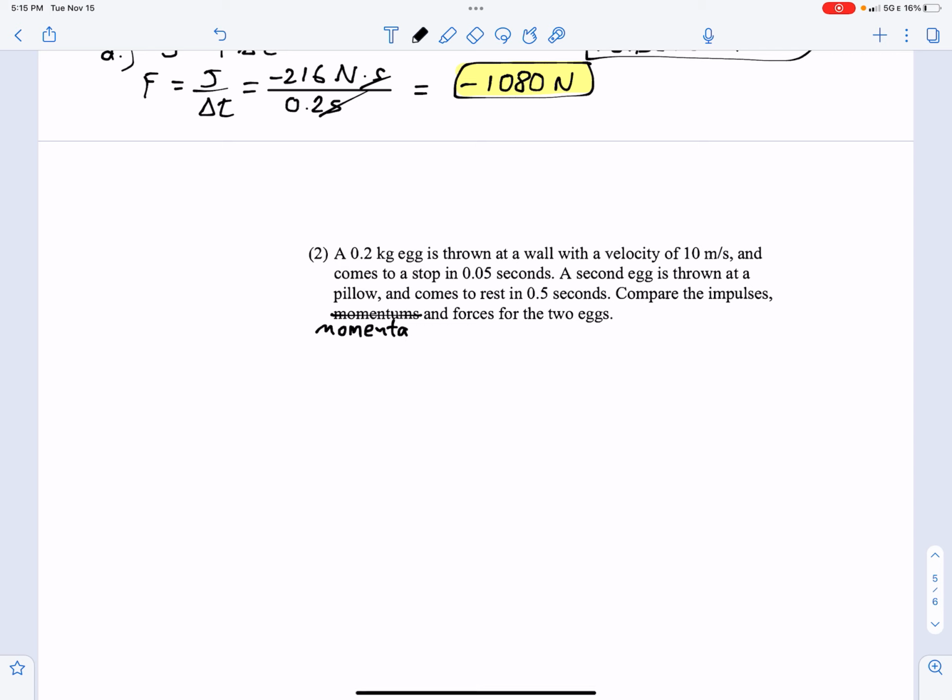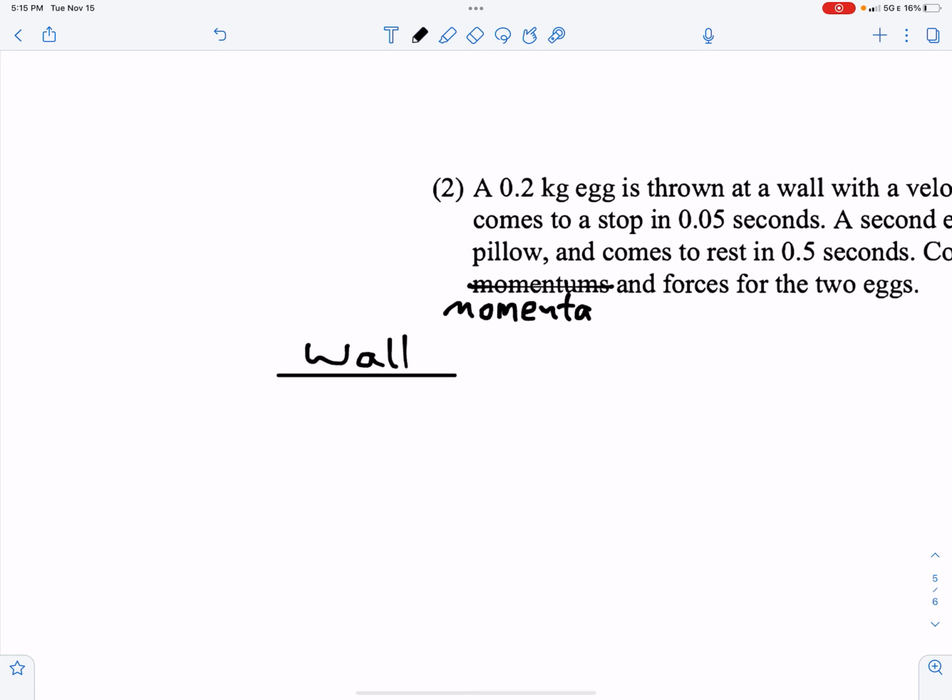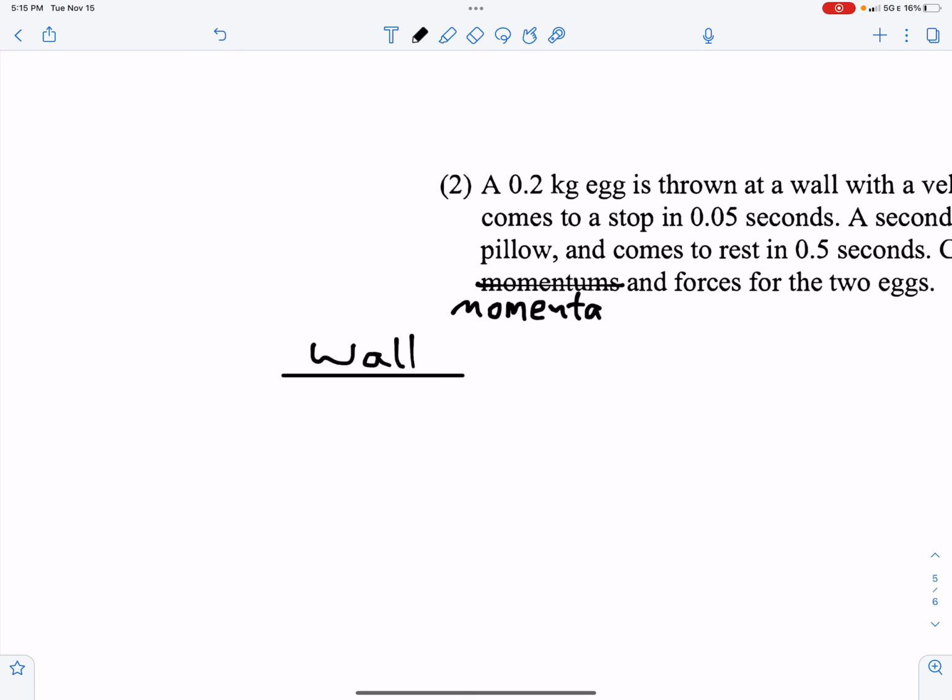Okay, let's go ahead and break this down. So start with the wall. Okay, so I'm going to zoom in on this. What do we have here? We've got the mass, and it's a 0.2 kilogram egg. The initial velocity is 10 meters per second. The final velocity is 0 because it comes to rest. And the time it takes to do this is 0.05 seconds.